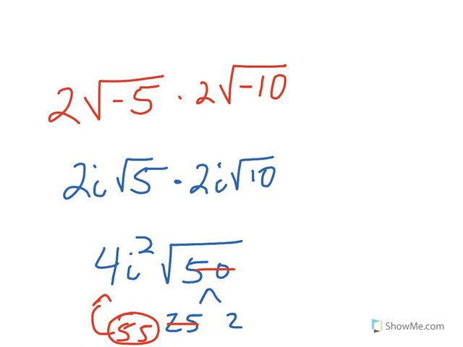So 5's going to come out. So that's going to be 20i squared square root of 2. So that's going to be negative 20 square root of 2.